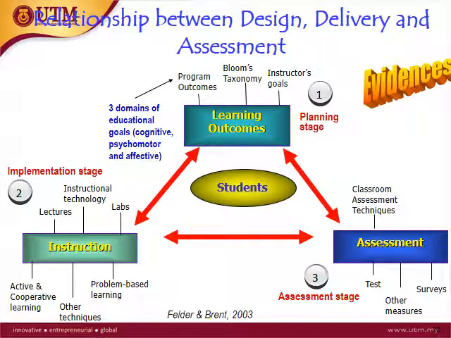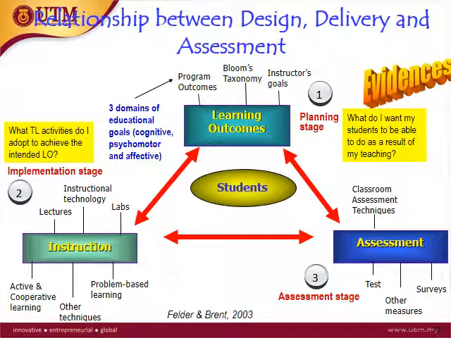I'm sure you have seen this diagram before in a previous session. This diagram illustrates the relationship between design, delivery, and assessment. In OBE, outcome-based education, curriculum is designed so that the learning activities and assessment tasks are aligned with the learning outcomes. As you can see from the figure, there are 3 stages. The planning stage answers the question: what do we want our students to be able to do as a result of our teaching?